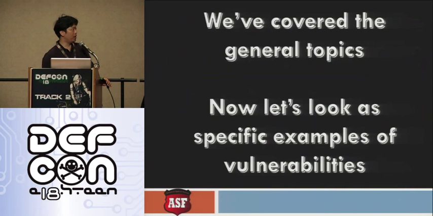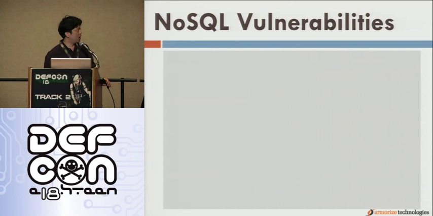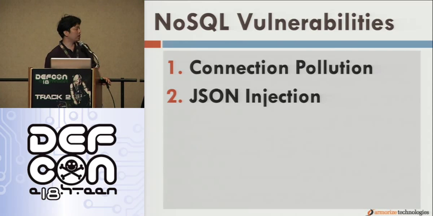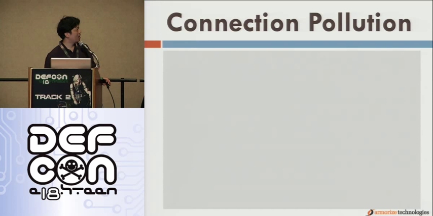So we've covered the general topics. Now let's look at the specific examples of vulnerabilities. So we'll be looking at some examples of NoSQL vulnerabilities, including connection pollution, JSON injection, view injection, and key brute forcing. Connection pollution, using CouchDB as example.